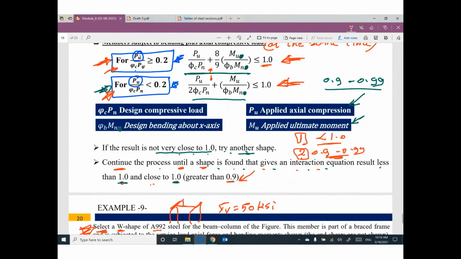And during your exam or homework, just give me a hint. Is it safe, unsafe? You need to increase, you need to decrease. Just that's it. Don't repeat your calculation.